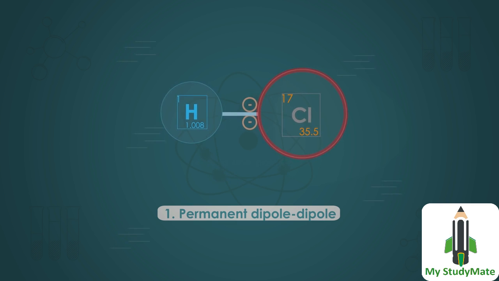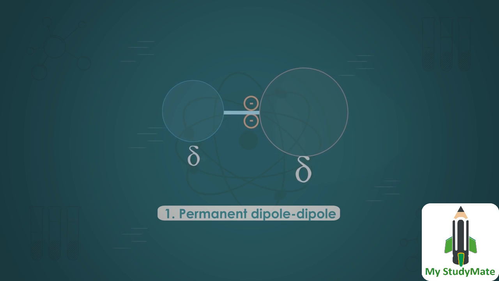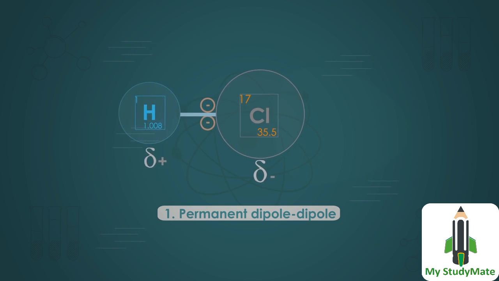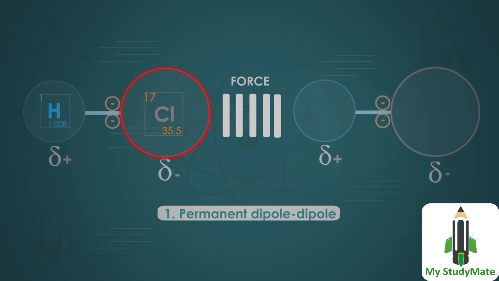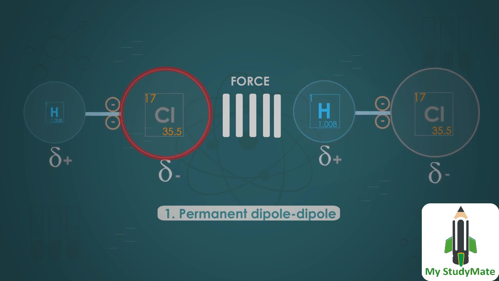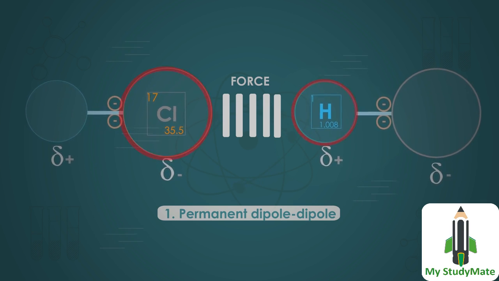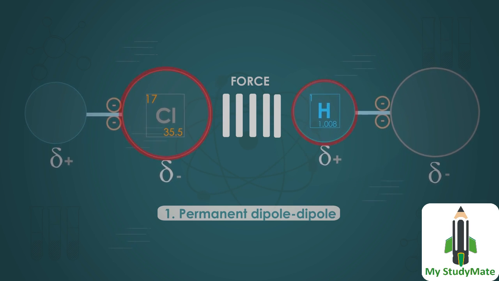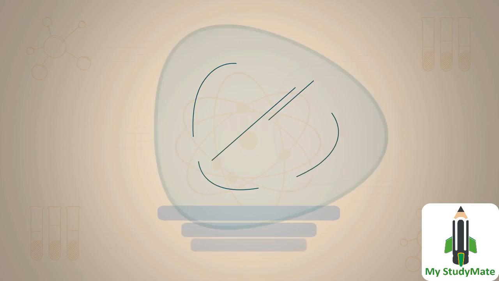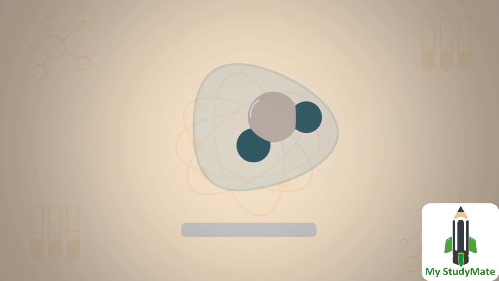We can represent the hydrogen chloride molecule as H delta positive, chlorine delta negative. Thus, there will be an attraction between the delta negative on the chlorine atom of one molecule and the delta positive of the hydrogen atom of the neighboring molecule. The diagram below shows the permanent dipole-dipole force between two molecules of hydrogen chloride, indicated here by the red dashed line. The second type of intermolecular force is the hydrogen bond.